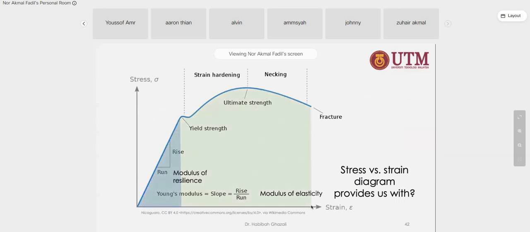The area under the curve, there are two. One is the modulus of resilience, which is the area under the elastic region, and the modulus of toughness, which is the total area under the curve.